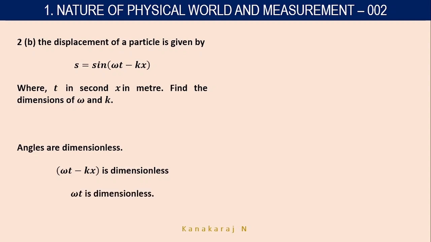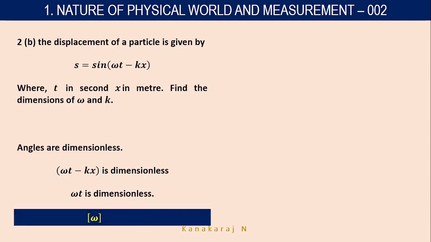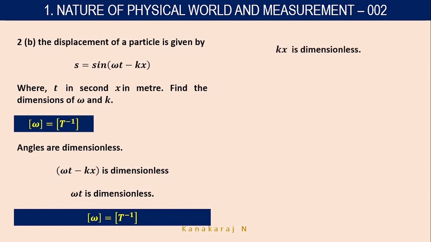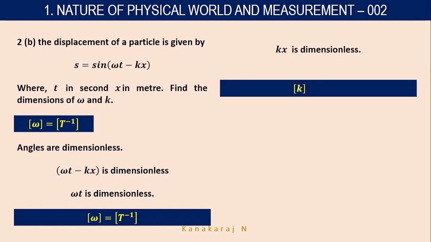Let us go with the first one, omega t is dimensionless. So the dimension of omega is inverse of time. Dimension of omega equals T power minus 1. T power minus 1 into T cancel each other, so omega t becomes dimensionless. Similarly, we go with kx is dimensionless. Here k should have the dimension inverse of the dimension of length. So the dimension of k equals L power minus 1.